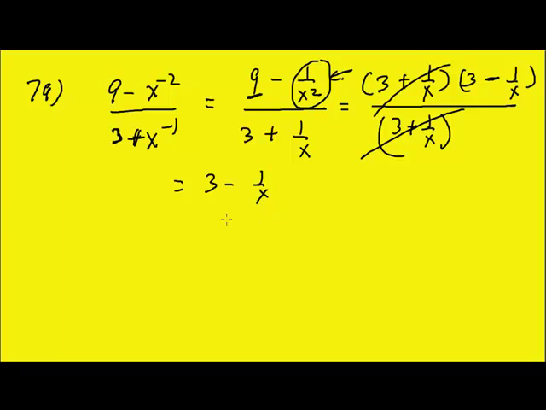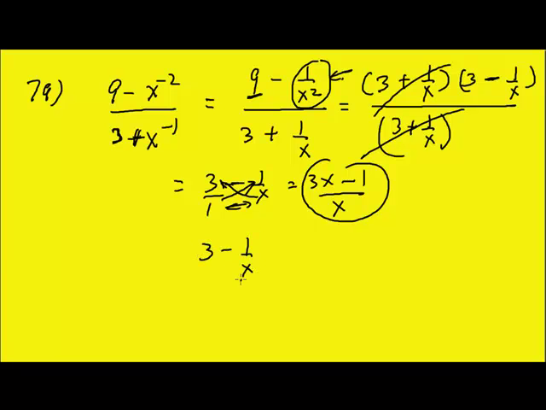You can leave it like that, or you can use that ancient Indian secret and multiply here, multiply there, multiply there, and then you get the answer, which is 3x minus 1, all over x. Either one is fine. You can leave it as 3 minus 1 over x. Both are fine.